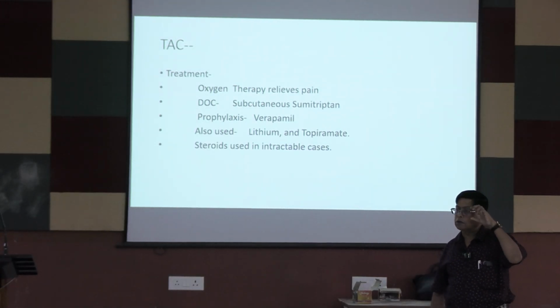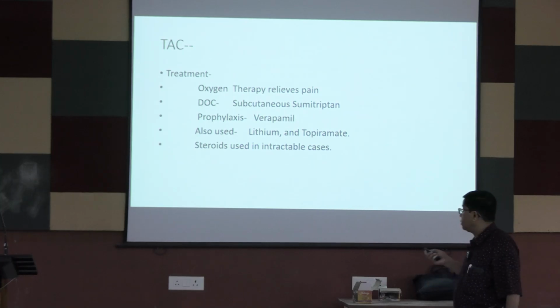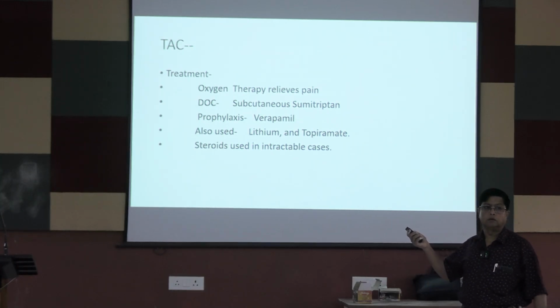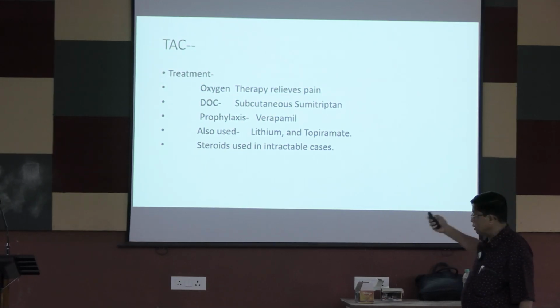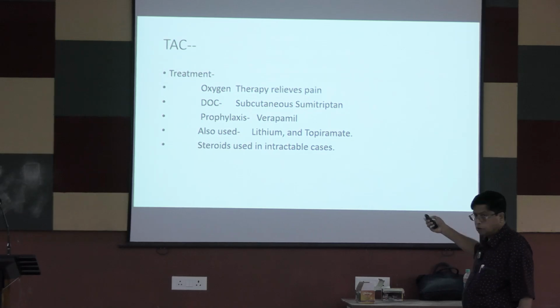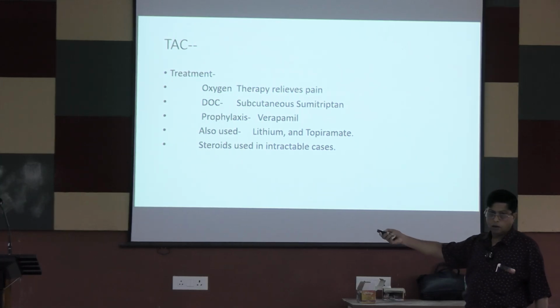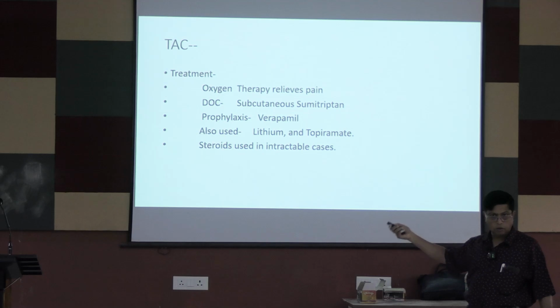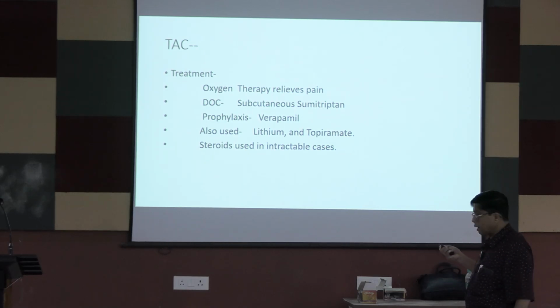How does verapamil act? We do not know practically, but verapamil is the drug of choice for prevention of cluster headache. It is not mentioned in migraine and not mentioned in tension headache, but it is mentioned here. Verapamil is a calcium channel blocker used for the prevention of cluster headache. Also use lithium and topiramate. Steroids are used in intractable cases, as I have already discussed: IV methylprednisolone or prednisolone can be used. In migraine we usually use dexamethasone, but here we can use prednisolone or methylprednisolone for acute attack.